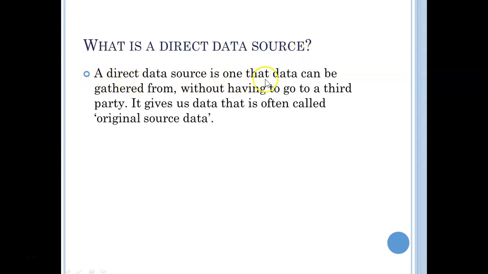So what is a direct data source? A direct data source is one that data can be gathered from without having to go to a third party. It gives us data that is often called original source data.